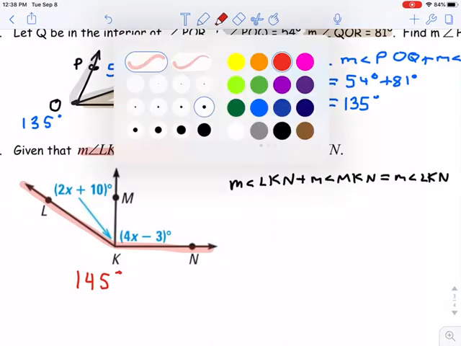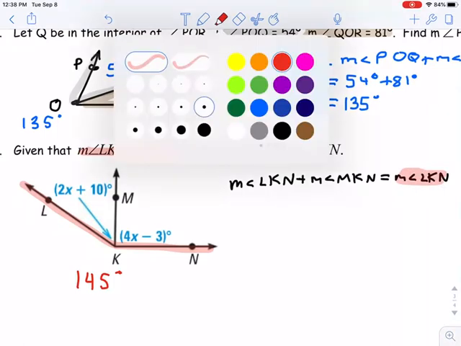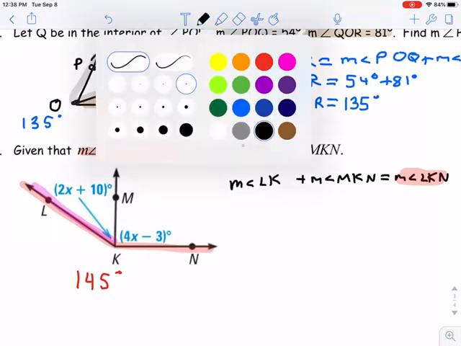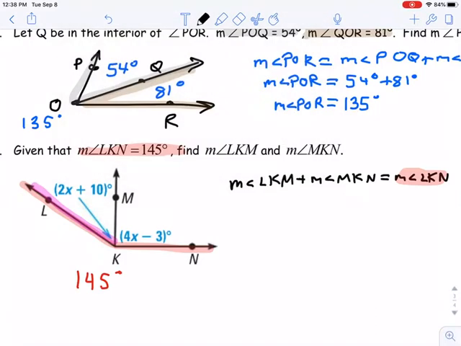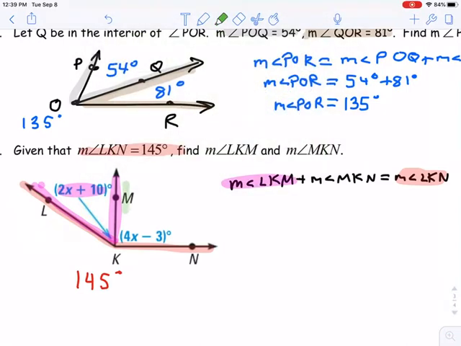Being incredibly tedious right now, that's a good habit to have. That's the red angle. Then LK, oops. I was supposed to say LKM, excuse me. See, even us teachers have little brain farts here and there. LKM, plug that in right there. MKN, plug that in right there.